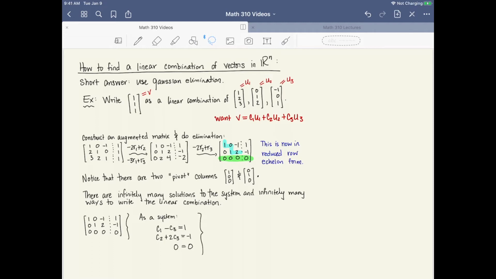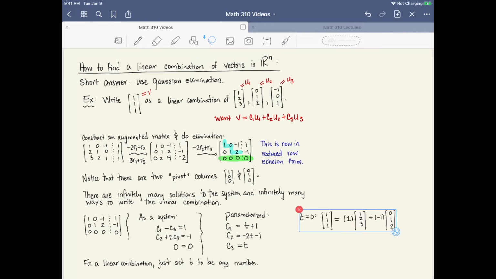c3 can be anything. So when I parameterize the solutions to my system of equations, I need to give c3 a name, and I'll call it t. t can take any value in the real line, and so c3 is t, c2 then becomes minus 2t minus 1, and c1 becomes t plus 1. So if I would like to write down a linear combination of the vectors u1, u2, and u3, giving me my vector v, which was (1, 1, 1), I can just pick t to be any number.